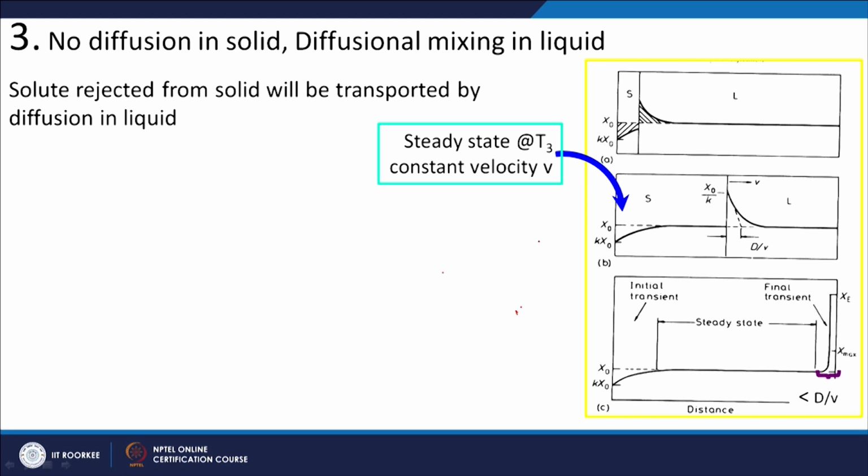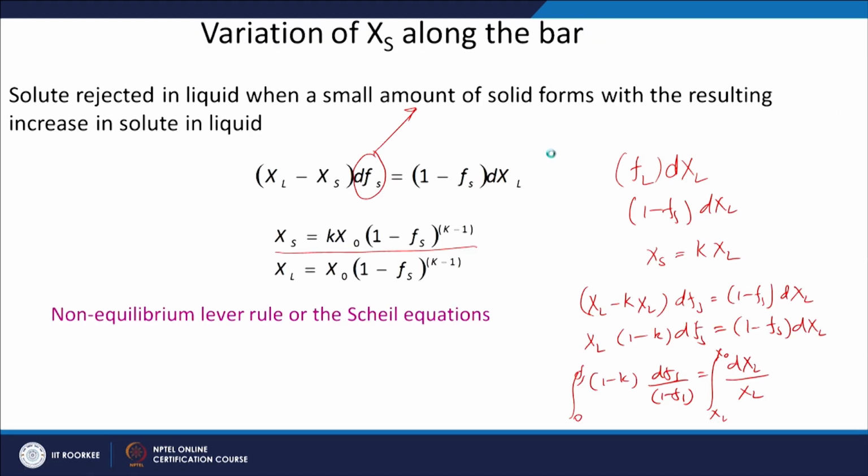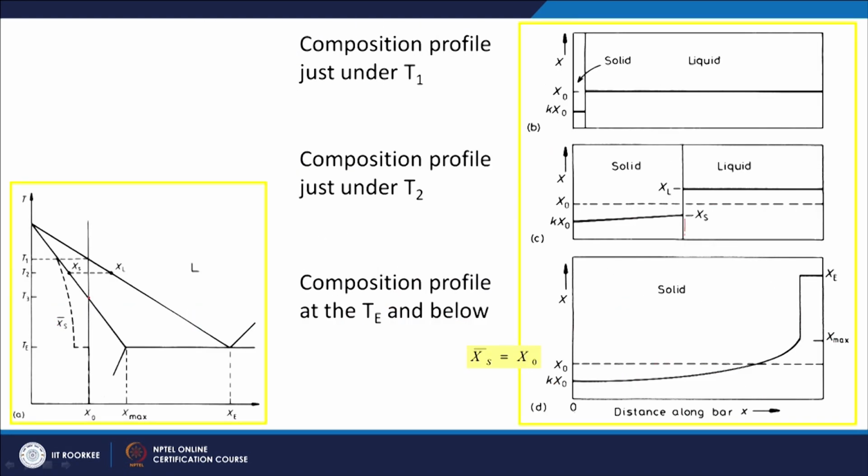At T3, at a constant velocity V, steady state will be reached at T3 temperature. The T3 temperature I can just show you, which T3 temperature we are talking about.